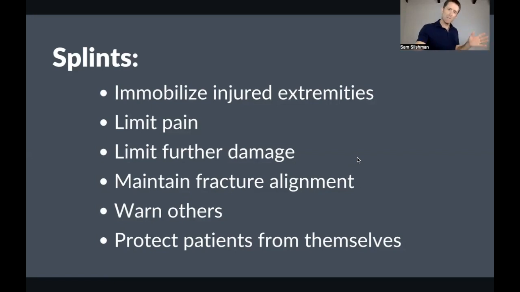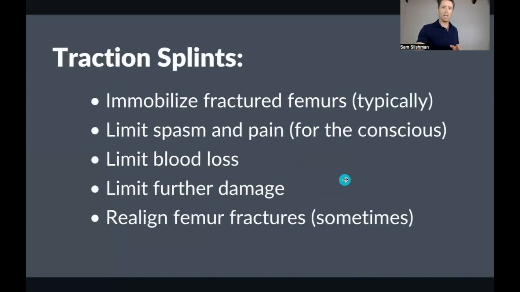All right, that's splints. Let's talk about traction splints. That's the act of pulling a limb apart to give some level of relief and also to limit further injury. So, when I say immobilize fractured femurs, typically you could put traction on an arm, but most of the time when people talk about traction, they're talking about femoral traction, and that's what we're referring to today mostly as well.